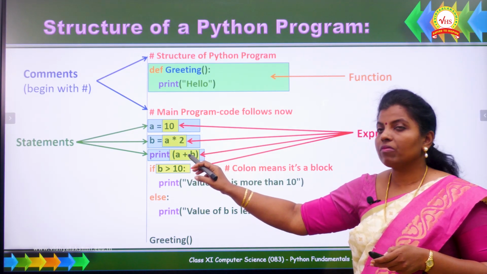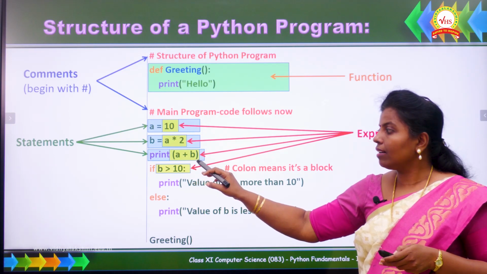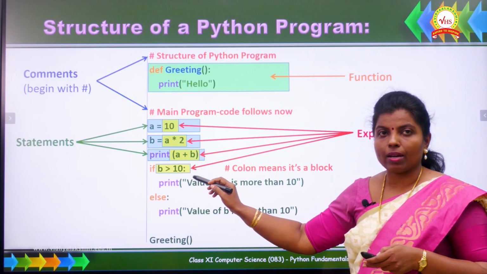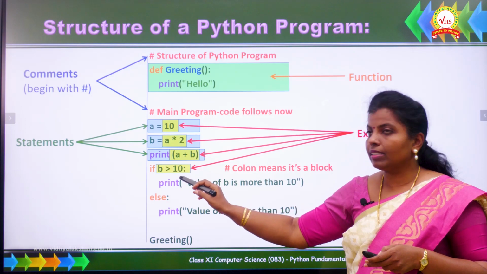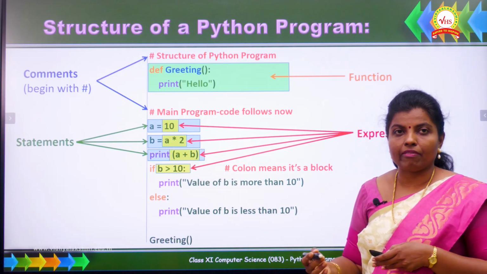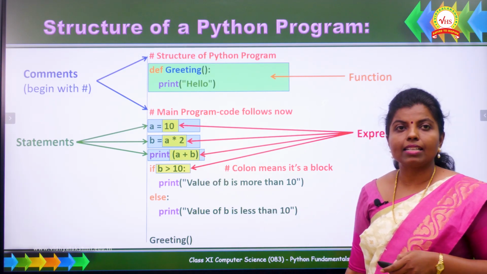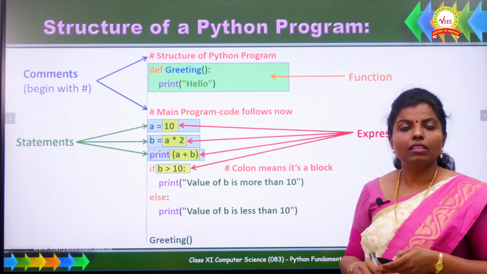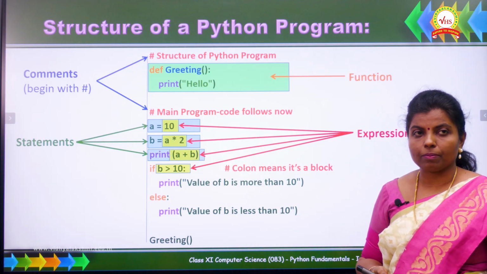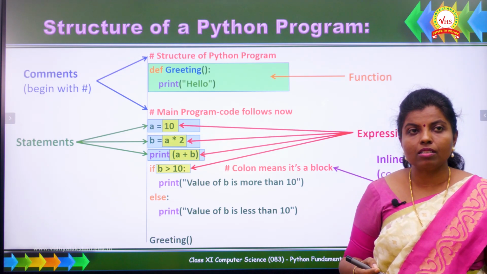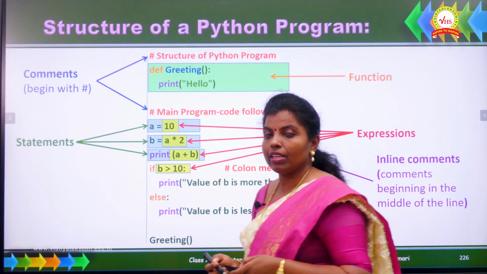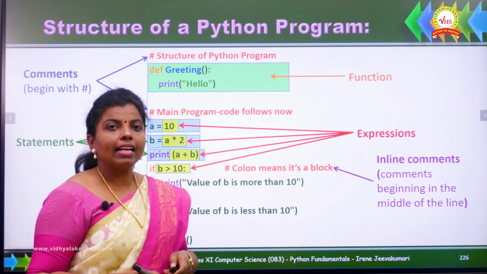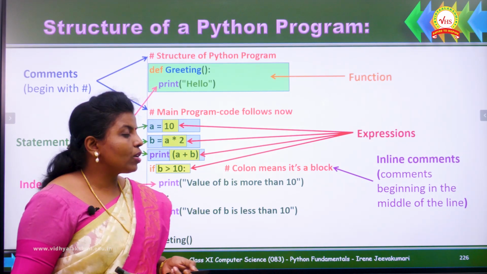So here also a plus b, these variables, they hold a value and they yield a value, right. So all these are referred as expression, even b greater than 10. If b holds a value greater than 10, this condition becomes true. So it gives us a value, right. So all these are referred as expression, the valid combination of values or the operators and the literals. The next one we are going to learn is the inline comments. Already we have just learned the comment that begins from the middle of a line is referred as inline comment, right. So now let us move on to the next thing.